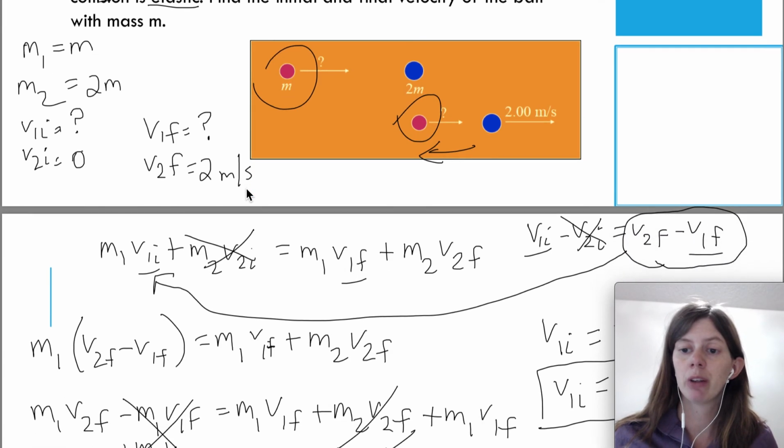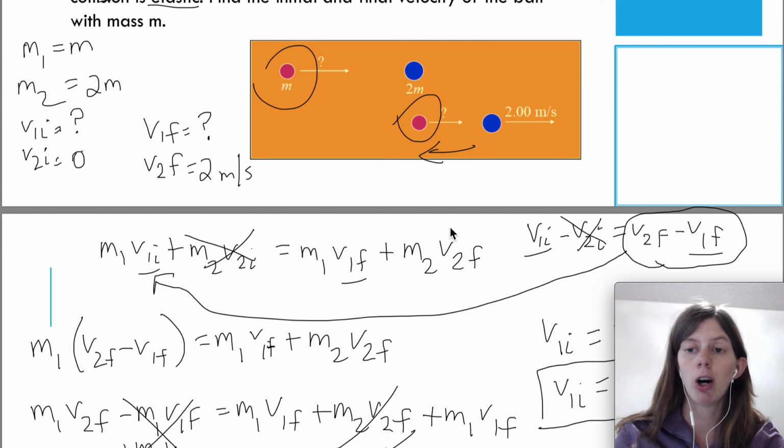The most important thing to remember is if you are going to use that shortcut equation, make sure that the problem says it's elastic and make sure it's a one-dimensional collision. That's the only time you can use this. If that's not the case, you can still always use the conservation of momentum equation for all collisions.